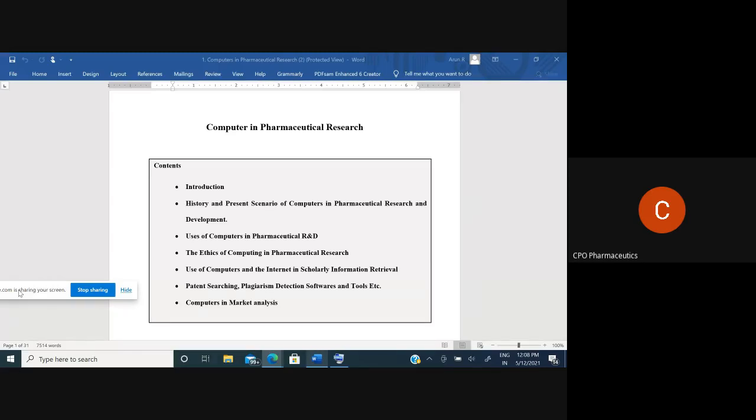Market analysis, all these things. Don't think this is not related to pharmaceutics. This is very closely related to pharmaceutics. Once we enter into the chapters, you will get an idea. So about all those things we will be discussing today. Okay, so let me go to the chapter. I think you might have got the book.